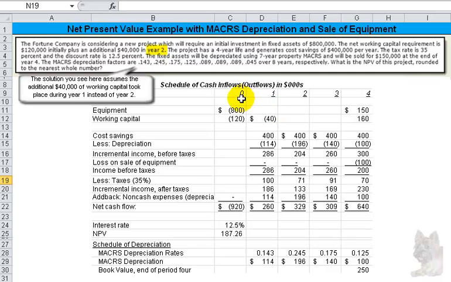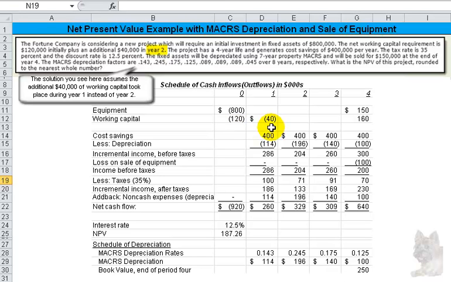I put the periods going across. So period 0 means today, and then these are the results at the end of year 1, the end of year 2, 3, and 4. So we know we have a cash flow expenditure. So I'm showing that as an outflow in parentheses of $800,000 for equipment and $120,000 in the first year, then another $40,000 at the end of year 1.